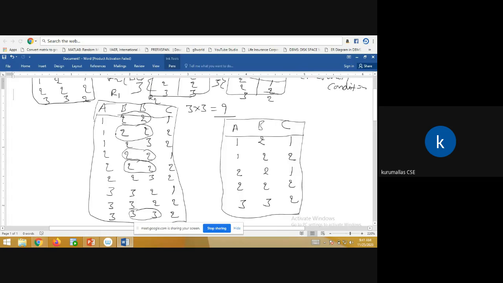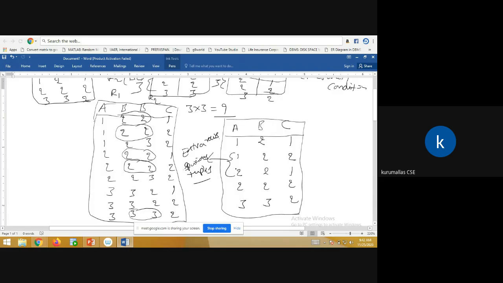So if you see here, these two are extra rows. In DBMS we have separate terminology for this. That is called a spurious tuple, or spurious tuples, or extra rows, right? According to DBMS terminology, we have to write spurious tuple.